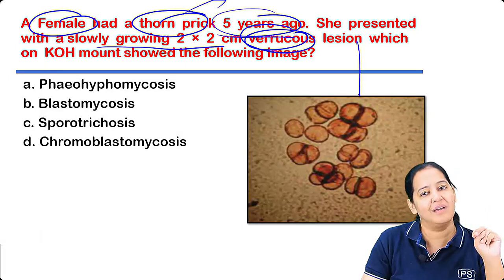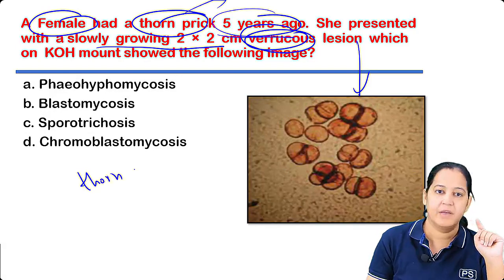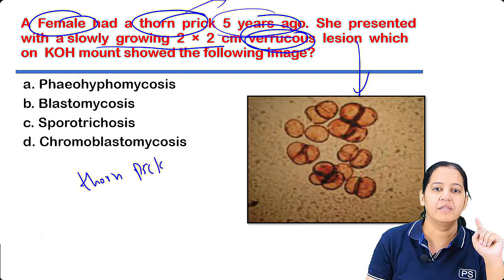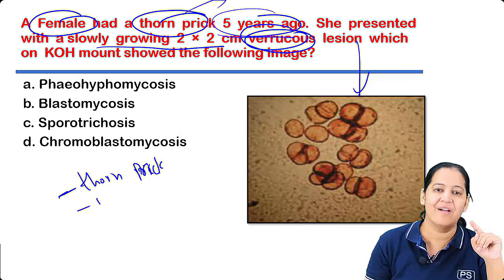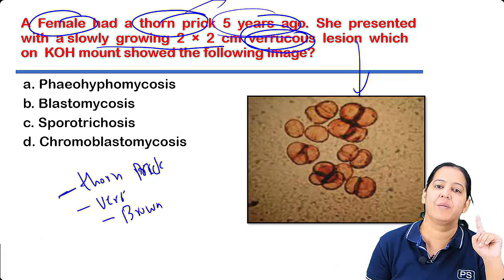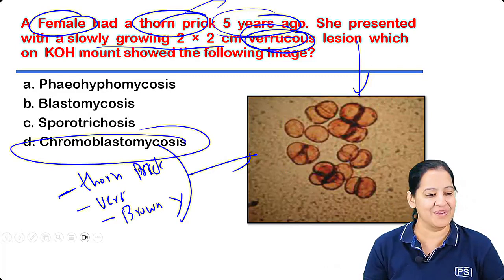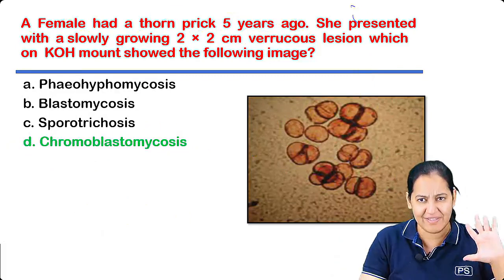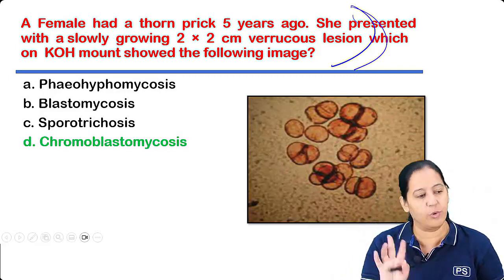The imaging is given to you. I can see 3 clues. Number one, thorn prick. Number two, verrucous lesion. Everyone knows the answer. Appreciate the approach. Thorn prick is done, verrucous lesion is done, and in the image, brown colored yeast is done. The combination of the three, the answer is only one, chromoblastomycosis. So you get a straightforward question. Maybe the language is different, the clinical scenario is different, but it will boil down to this much. Questions will come on only two things.